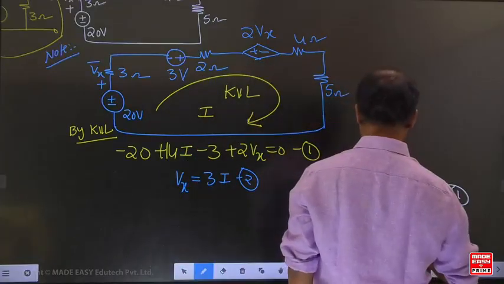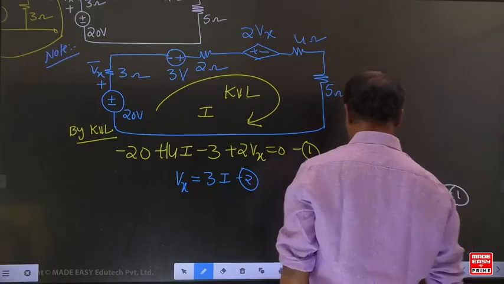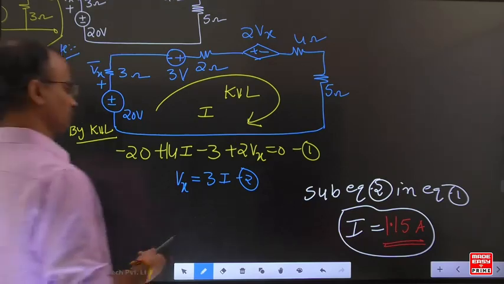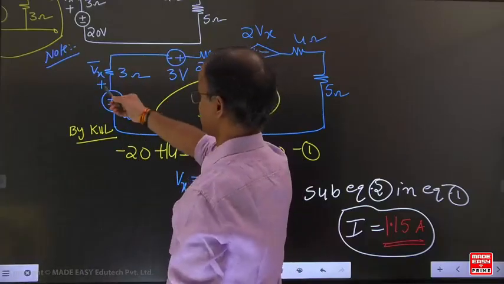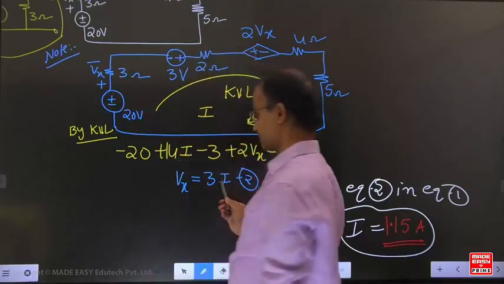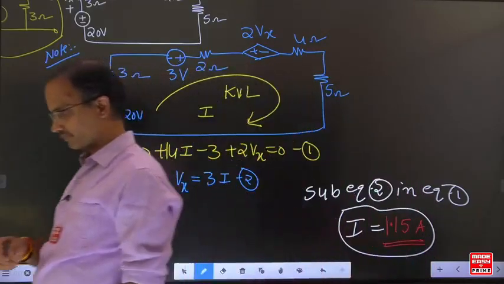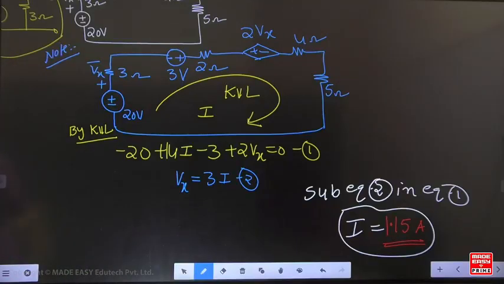Simplify it. Simplify करो, I equal 1.15. कौन है यादव? We are including polarity also here. देखिए यादव, current is entering at positive terminal. When current enters at positive terminal, sign for the current is taken as positive. By including polarity only, we wrote the equation. Okay, Yadav? Okay, very good.